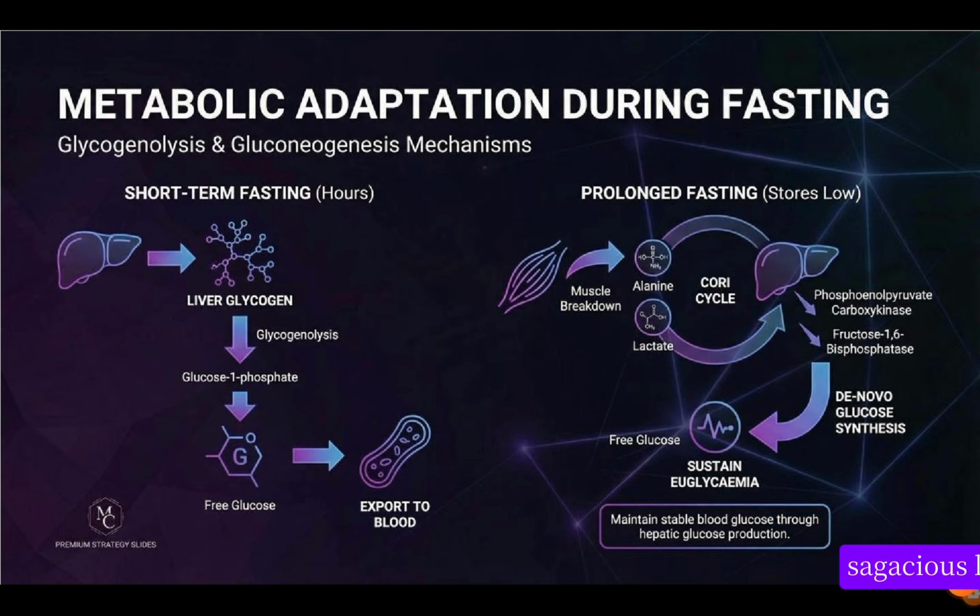And this is called the Cori cycle. What is the Cori cycle? The Cori cycle is the process by which lactate is converted to glucose and taken back to the muscle. So in this process, the glucose or energy in the muscle is broken down to give us alanine and lactate. This will now further go and convert to what? Glucose. So the enzymes that stimulate this are fructose bisphosphatase and phosphoenolpyruvate carboxykinase. You will understand this better when we talk about glycolysis. So we maintain stable blood glucose through hepatic glucose production.